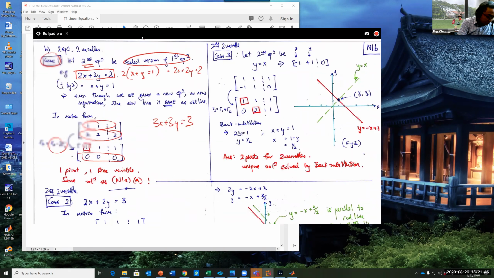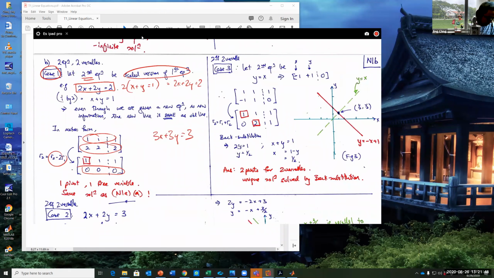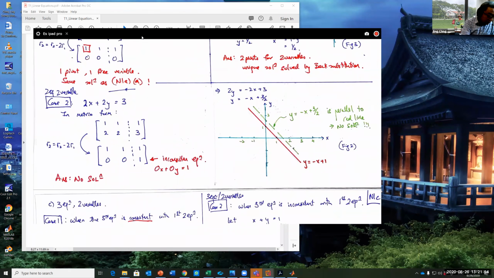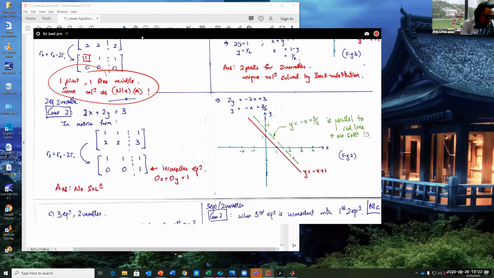Now, so we have case 1. Let's end with case 1 first. Case 1 says, I have one pivot, one free variable, which is the same as the first example. Therefore, the number of solutions is infinite. Okay, or no solution. No, the number of solutions is infinite or no solution. Yes, correct.